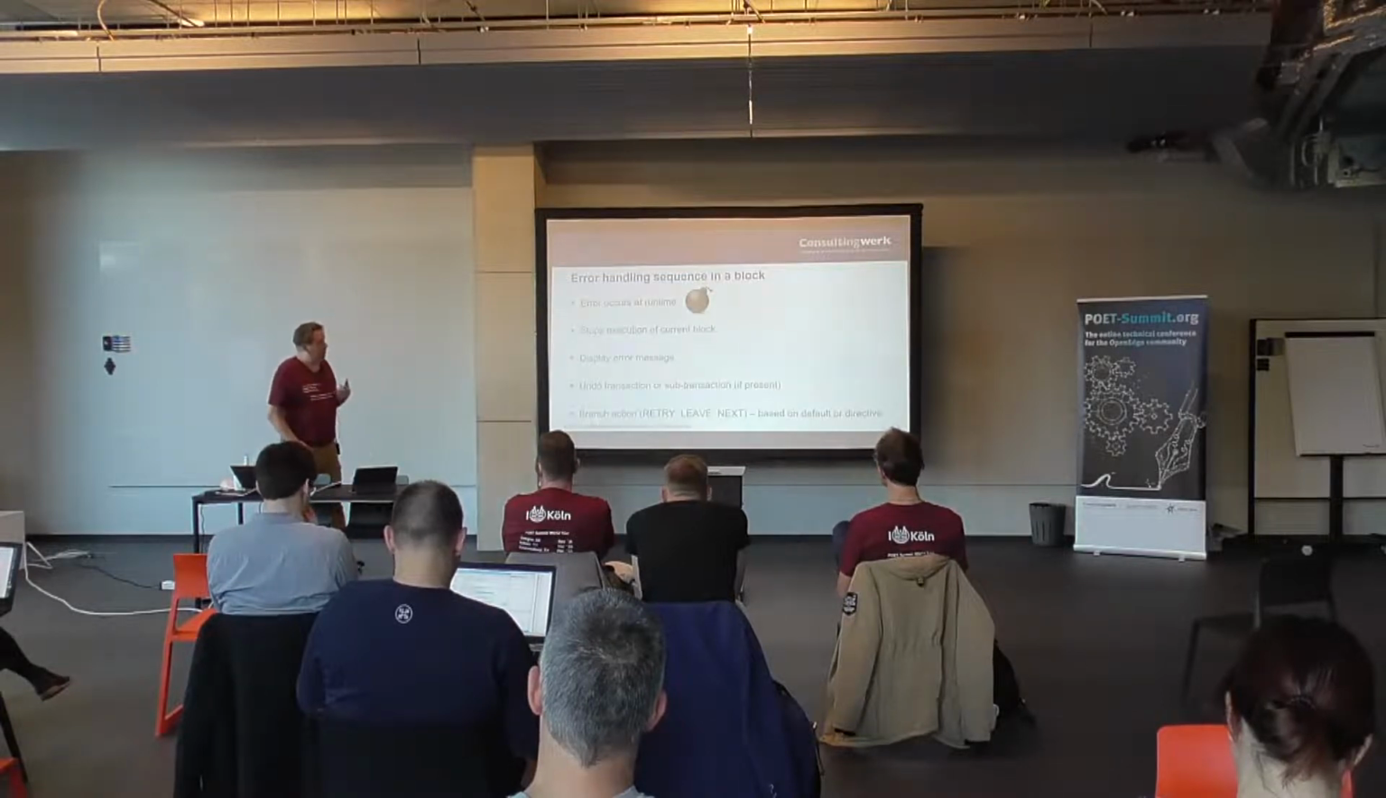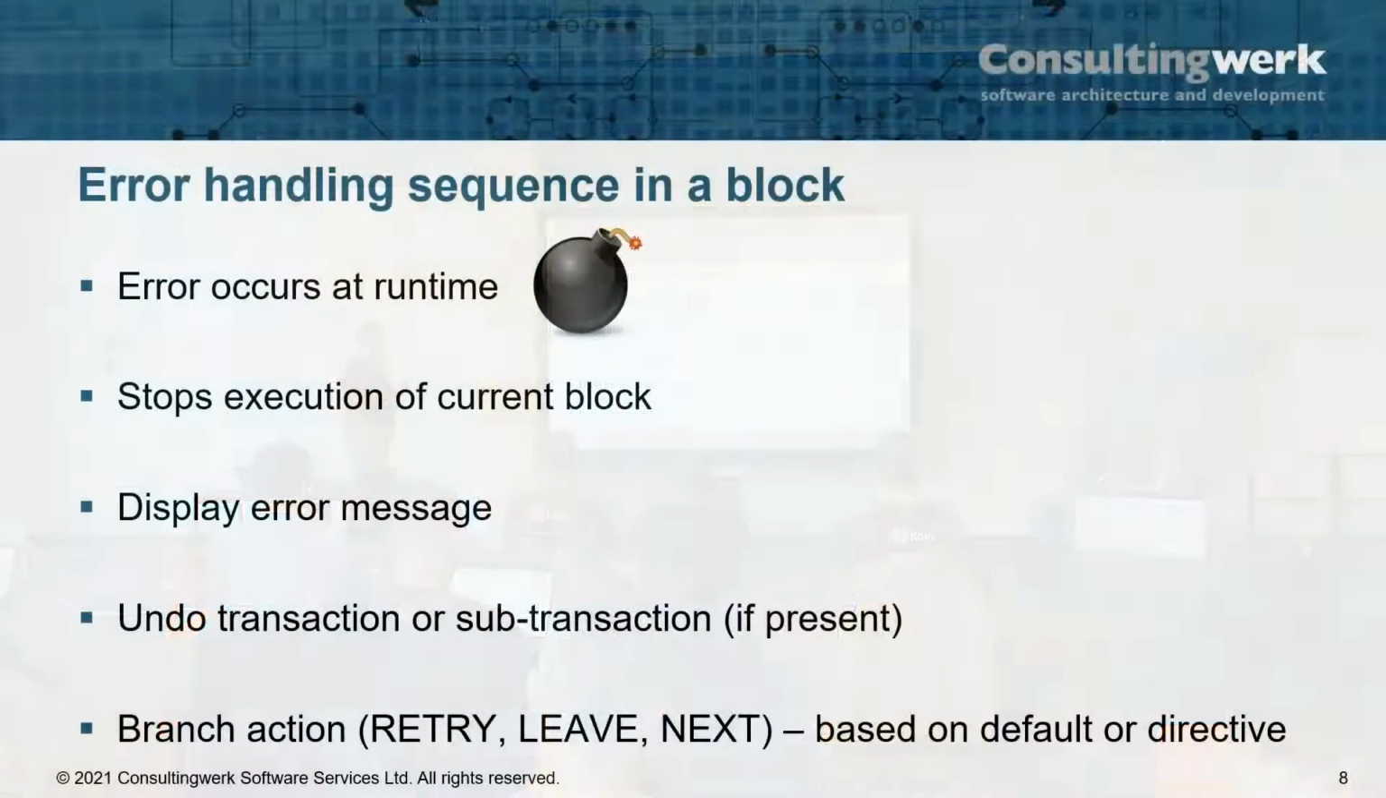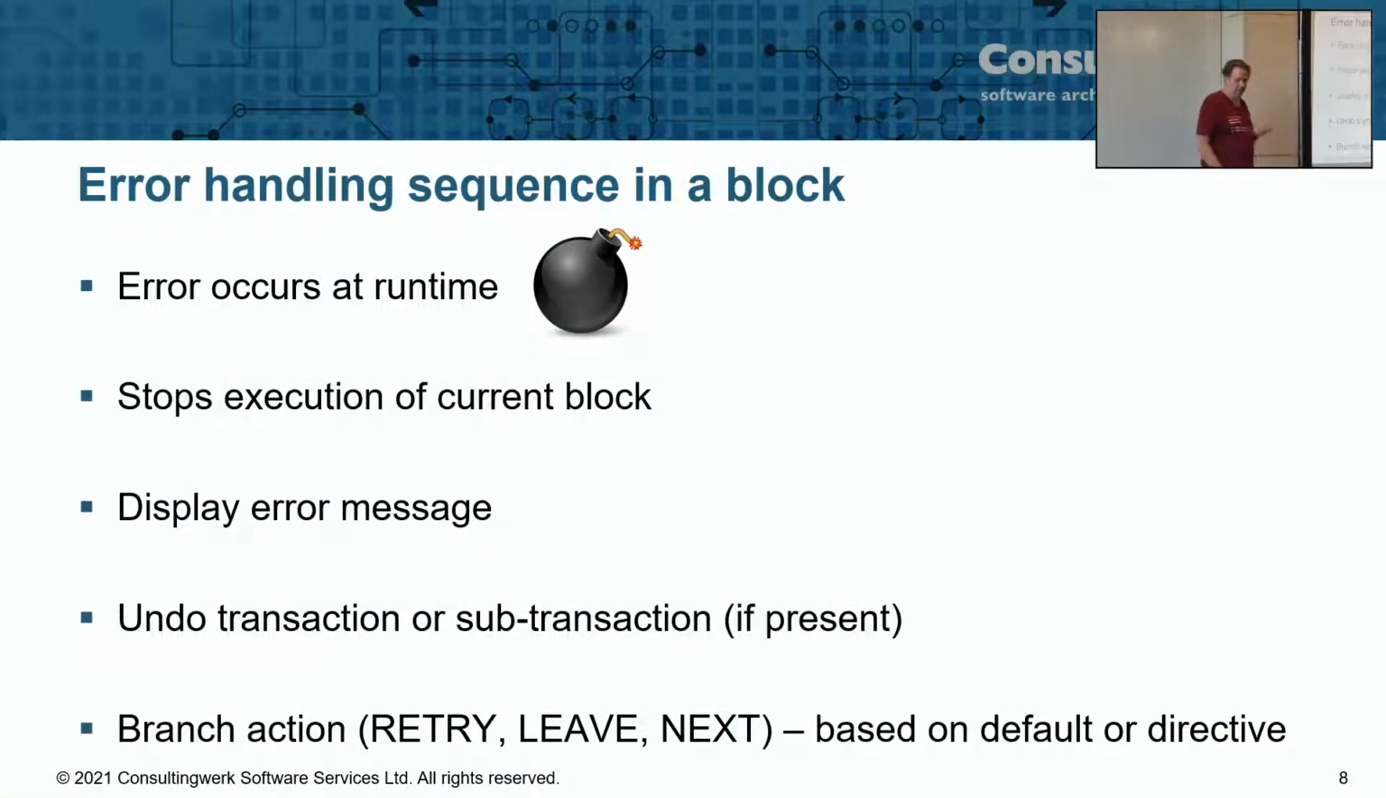What always happens when one of these errors occurs, whether it's an application error or a runtime error, ABL stops the execution of that block. So the statements in that block after the statement that caused the error are no longer executed. I think that's expected. Then the default behavior is to display the error message. The transaction of that block is undone.